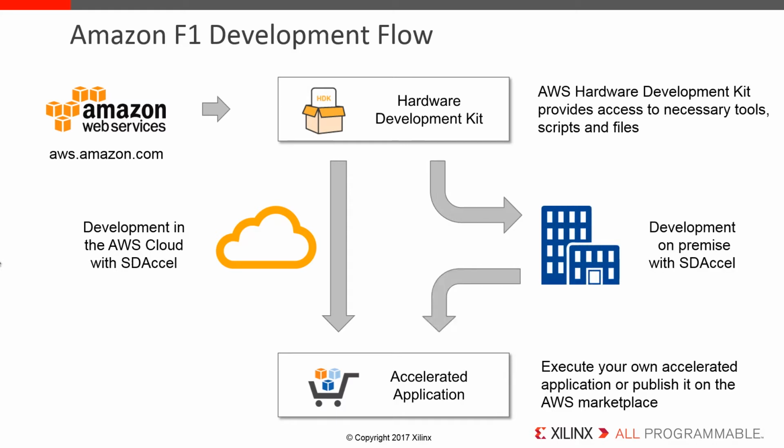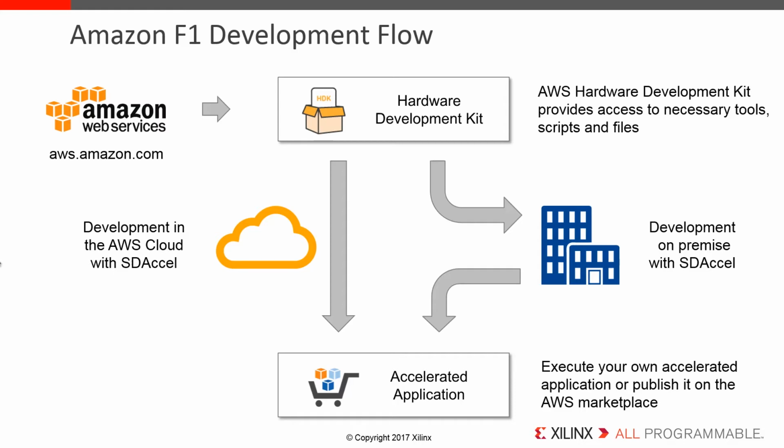All the tools and files needed to develop on F1 can be downloaded and installed locally on your own machines. The development process in the cloud or on-premise is strictly identical. Once you have completed the development of the FPGA program and of the host application in your environment, you can upload both the binaries to the cloud, execute on F1, and publish your app on the marketplace.